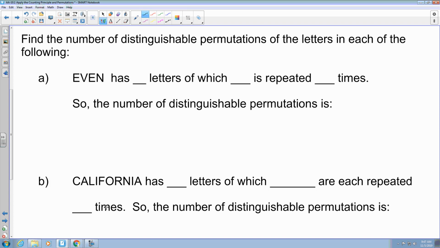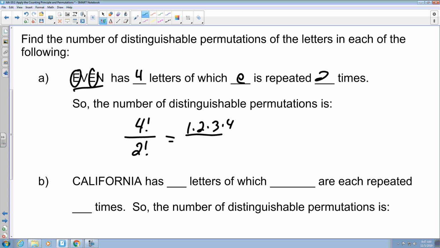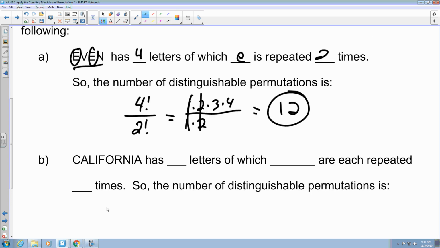So here they want to know the number of distinguishable permutations of the letters in each of the following. They want you to look at EVEN. Even has 1, 2, 3, 4 letters, of which E is repeated 2 times. Using that formula, we have 4 letters, so it's 4 factorial on the top, divided by 2 factorial, since E is repeated 2 times. So it's 1 times 2 times 3 times 4 over 1 times 2, cancel, cancel. I get 12 possible distinguishable permutations.